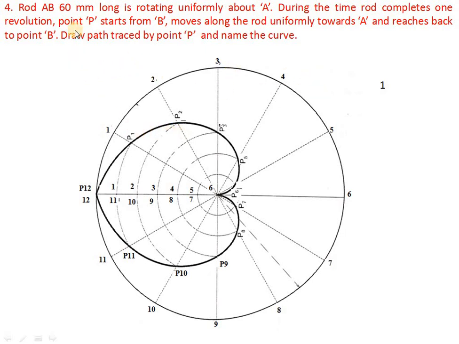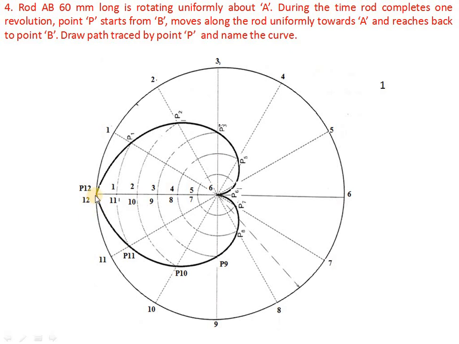It is on the Archimedean spiral. Rod AB, 60 mm long. So this is rod AB. It is rotating uniformly about A. So this is point A here. During the time the rod completes one revolution, P starts from B. So the P point starts from here and goes uniformly towards A, and reaches back to B. That means P goes to A and then comes back during one complete revolution. Draw the path traced by the point P and name the curve. So the curve is the Archimedean spiral.